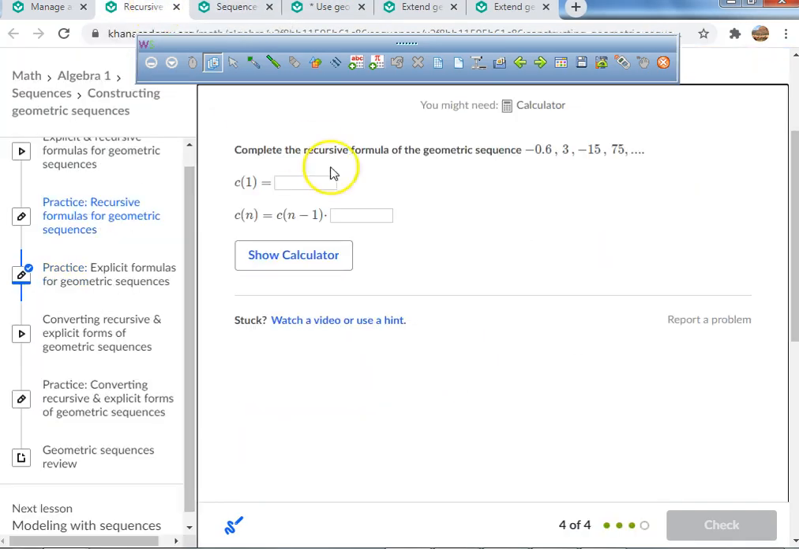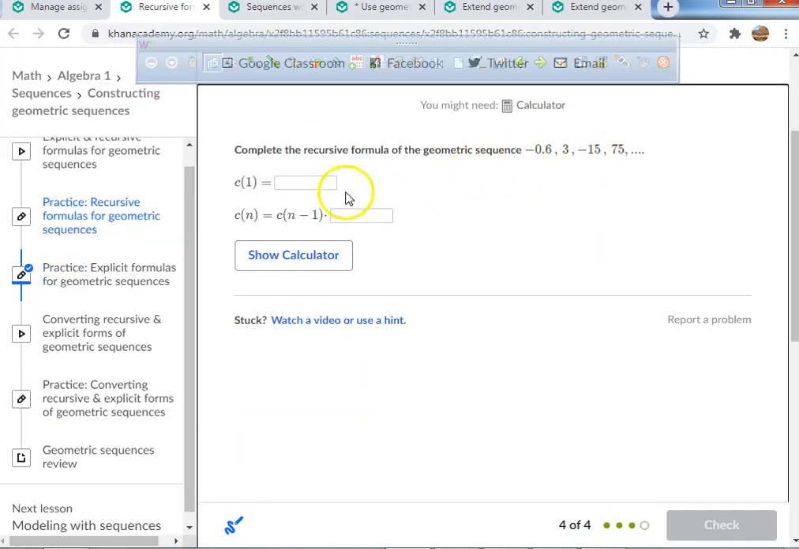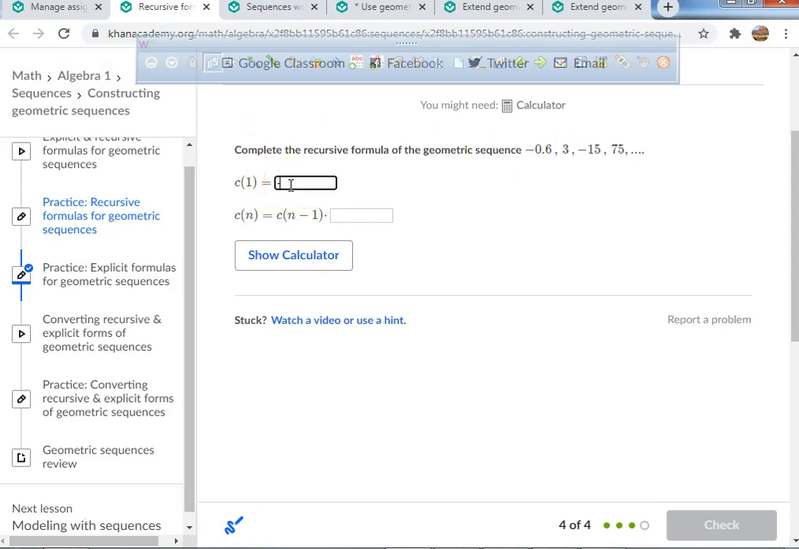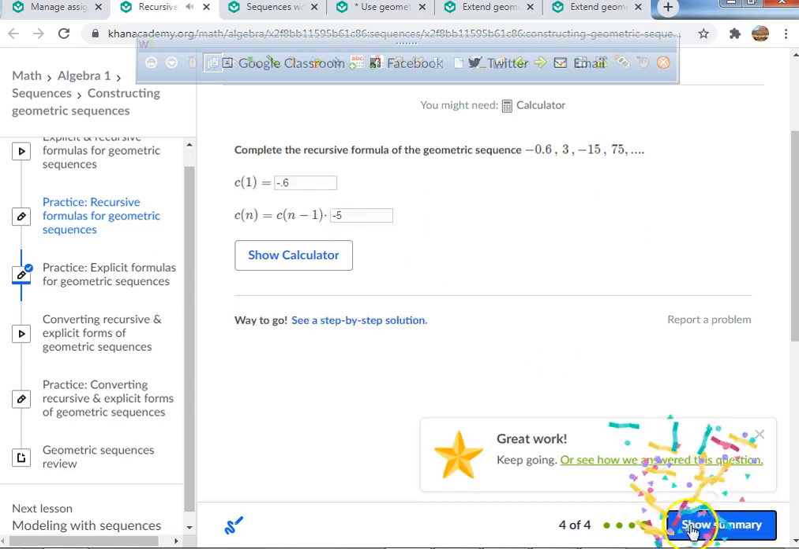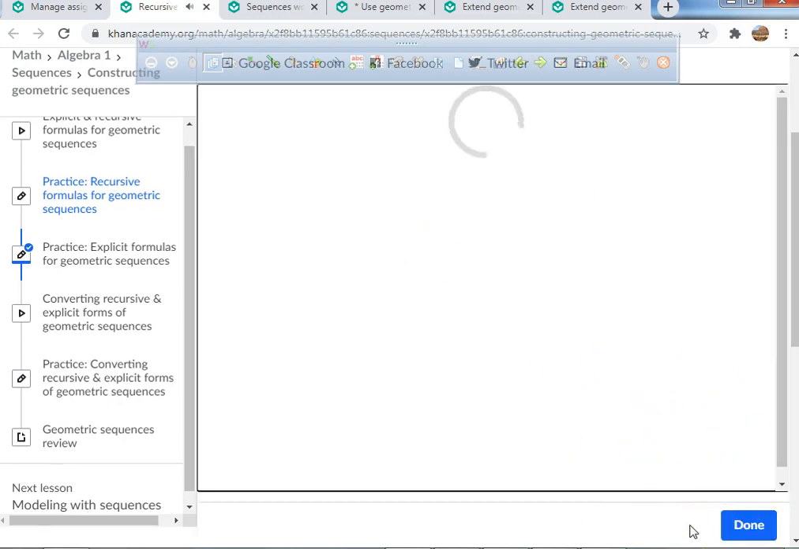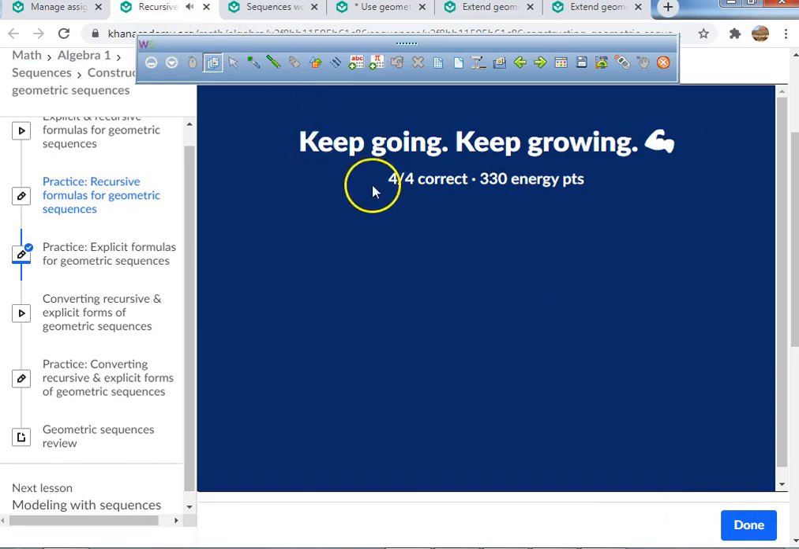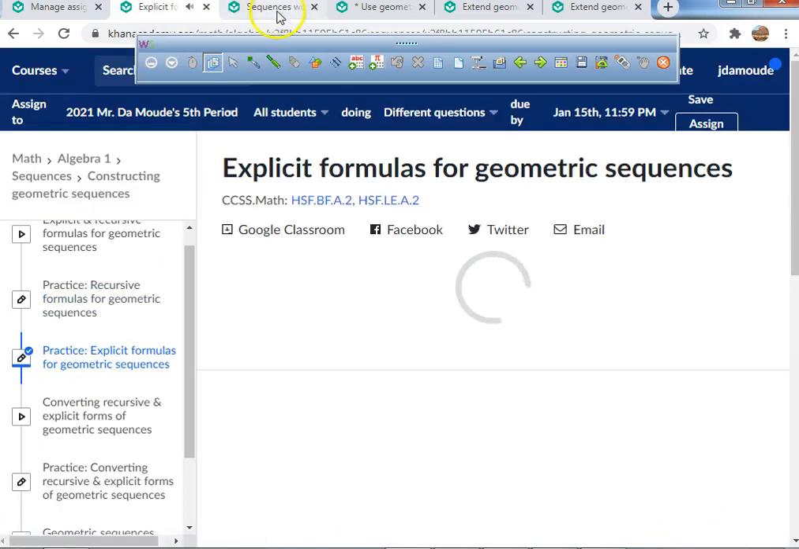All right. And last but not least, we have negative 0.6. All right. Negative 15 divided by 3 is negative 5, so everything's being multiplied by a negative 5. Okay, so there, got that one done.